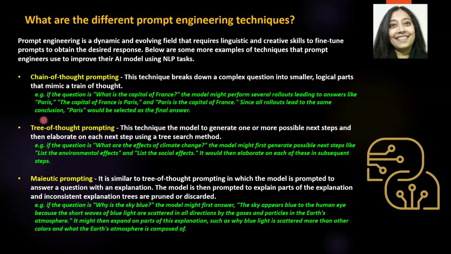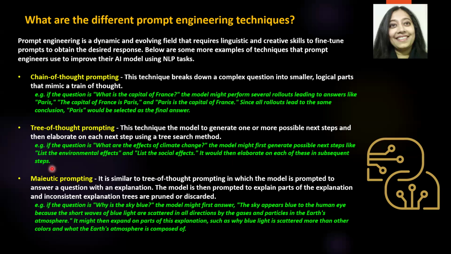Now, just like you have the chain of thought, you have tree of thought prompting. In this particular technique, the model generates one or more possible next steps and then elaborates on each next step using a tree search method. So, let's take an example again. What are the effects of climate change? The model might first generate the possible next steps like list the environmental effects, list the social effects, and then it will elaborate on each of these subsequent steps.